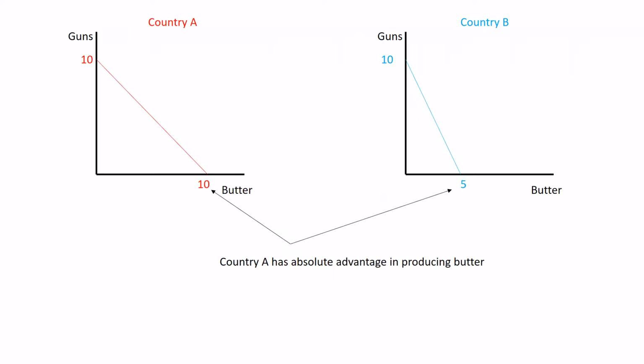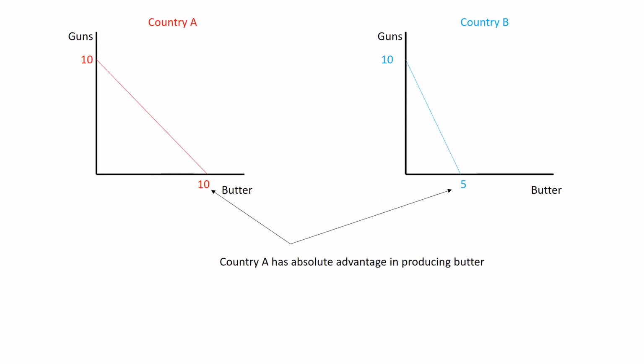Why? Because it can just produce more of it. Country B, the most butter it can possibly produce is 5. Country A can produce 10. It's got an absolute advantage in butter production. Note that neither country has an absolute advantage in gun production.